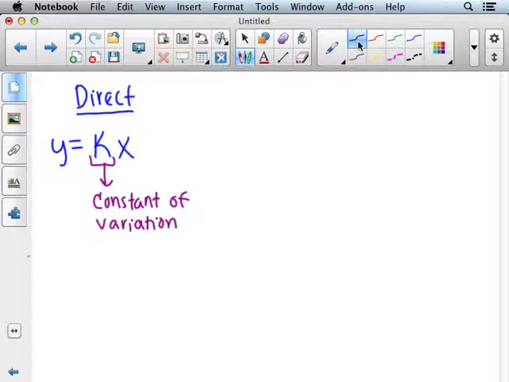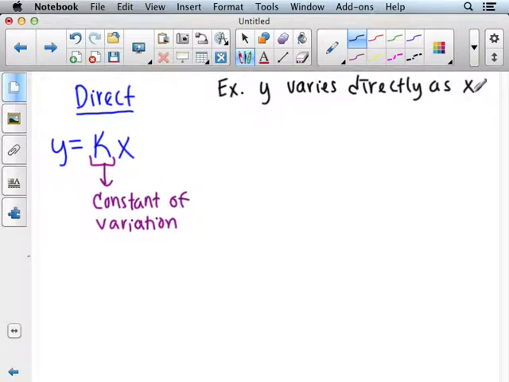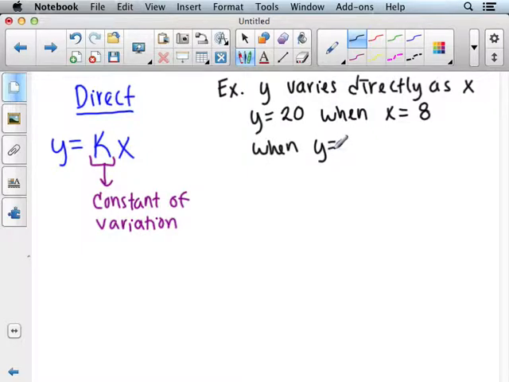So let's do an example problem here. Let's say y varies directly as x, and y equals 20 when x equals 8. When y equals 18, what does x equal? So we're going to start out solving this using this equation. So it says y varies directly as x. That means y equals kx.